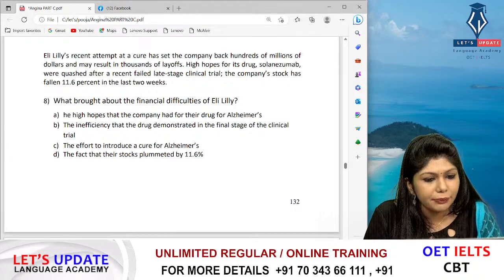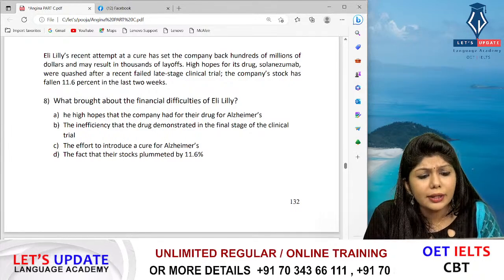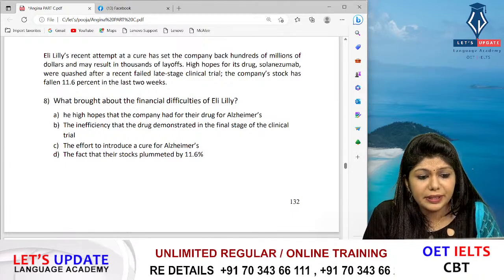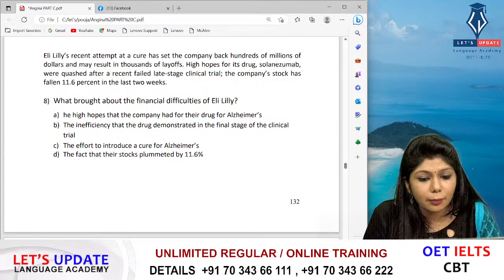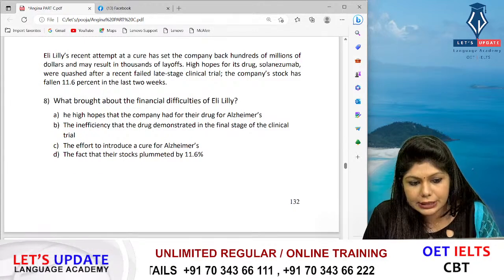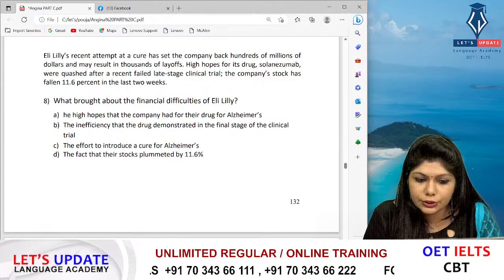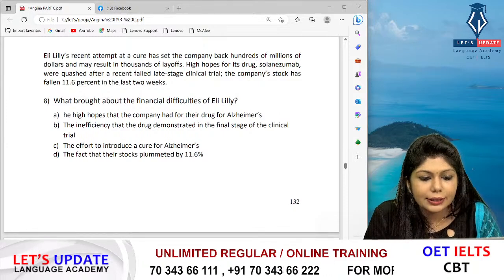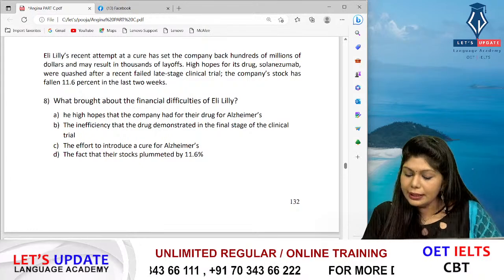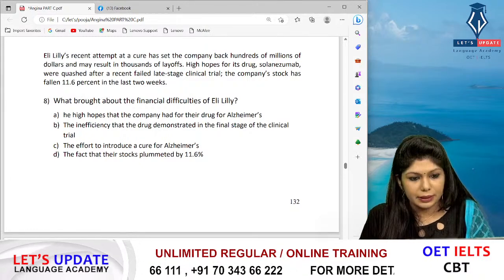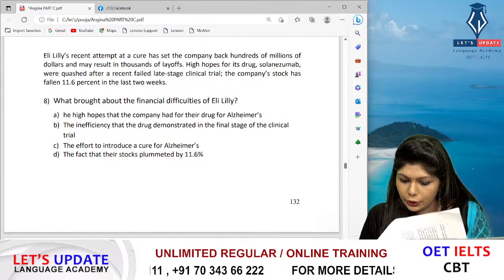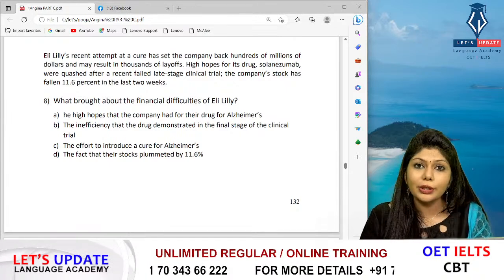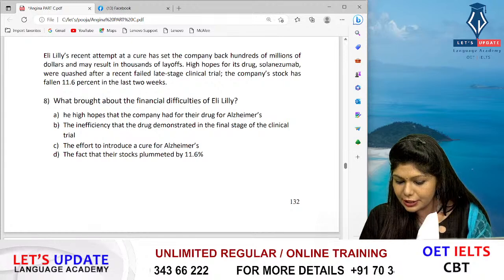Options are A, the high hopes that the company had for their drug for Alzheimer's. B, the inefficiency that the drug demonstrated in the final stage of the clinical trial. C, the effort to introduce a cure for Alzheimer's. And D, the fact that their stocks plummeted by 11.6%. Okay, so you can put in your choice of answers in the comment section on Facebook.